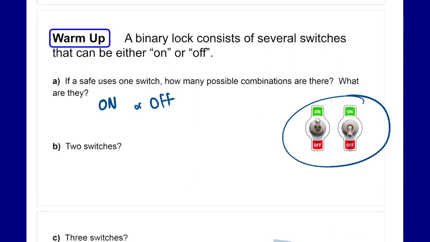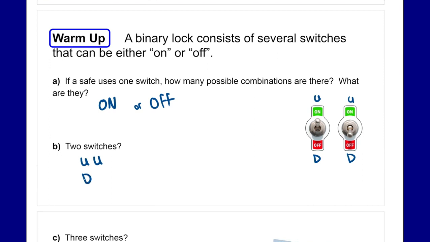So what if we had these two side by side? Well, I'm going to use different symbols. I'm going to say up and down, just because on and off are both O's. So I could have up and up, down and down, the first one up and the second one down, the first one down and the second one up. So I have four possible combinations of the switches.